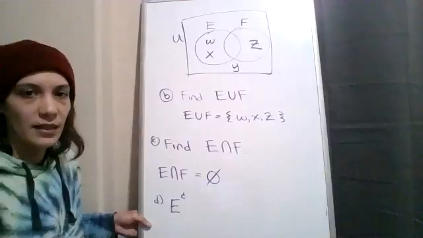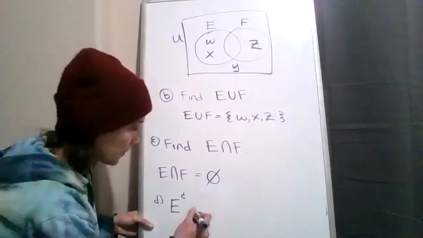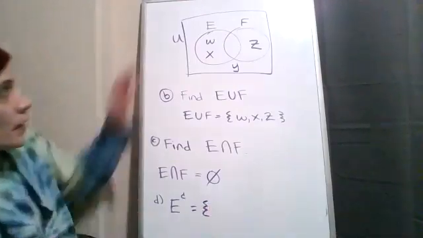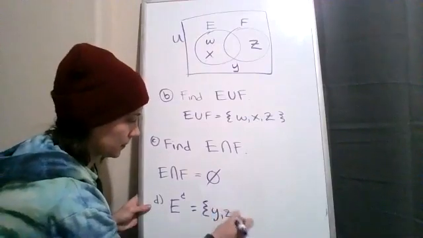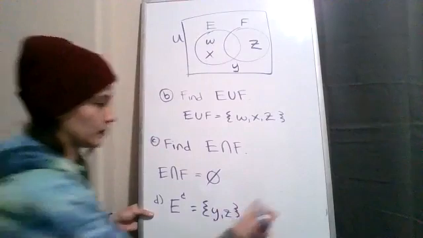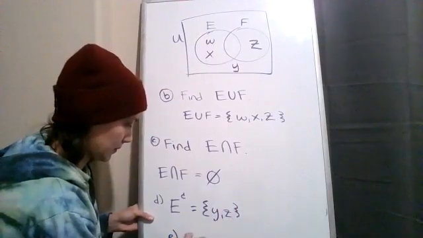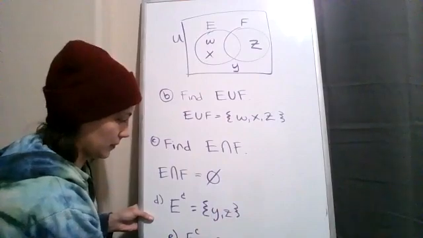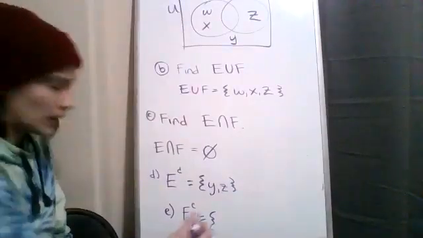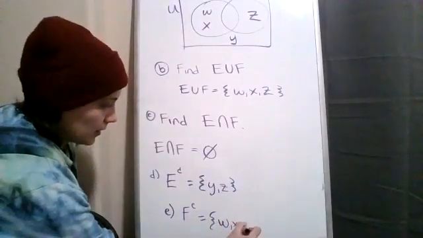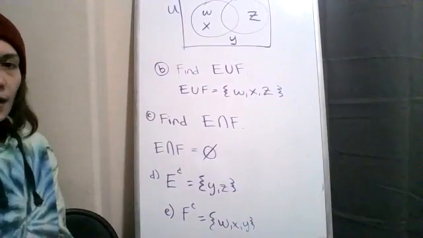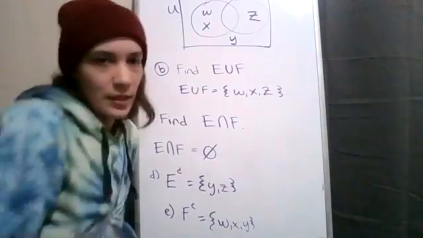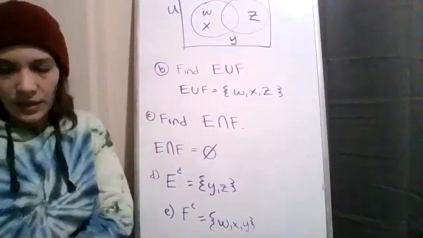We'll find E complement, so everything that's not in set E, which is Y and Z. All right, F complement is everything except for Z. So W, X, Y. Okay, any questions before we change back to definitions?